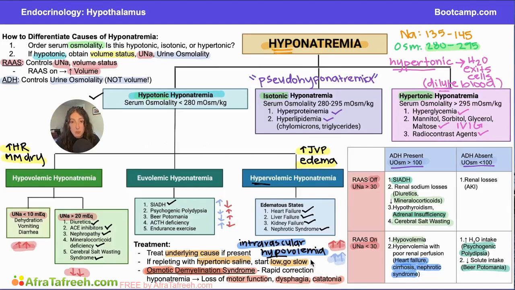So definitely something that we want to be incredibly aware of as clinicians and very careful when we are correcting someone's sodium, especially if they've been hyponatremic for a very long time. So that's all I have for you on hyponatremia.